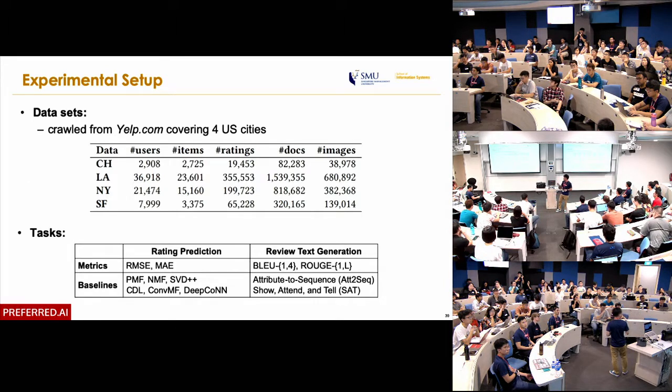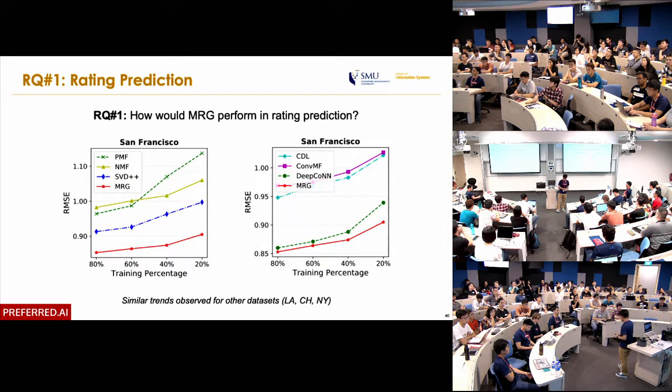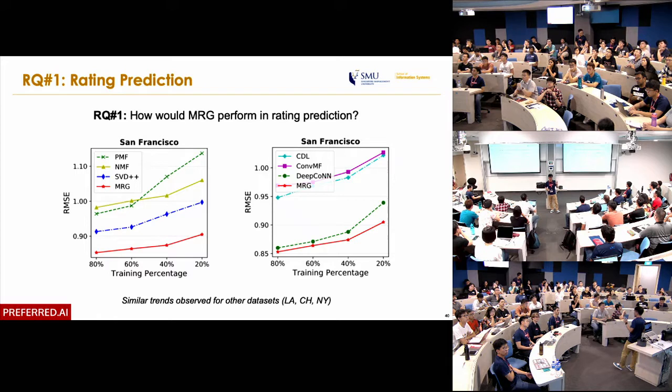For each of the tasks, we have 2 corresponding metrics to measure the performance of the model. And for each task, we have corresponding baselines, previous models, to compare with and see whether our model performs better than those baselines or not. To answer the first question, we compare with 2 groups of baselines. The first group, what we normally call collaborative filtering baselines, only uses the rating information. They try to predict the ratings without using any other source of information. The second group of baselines makes use of the review text.